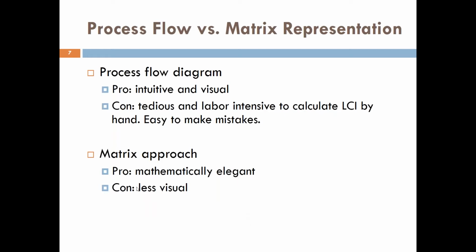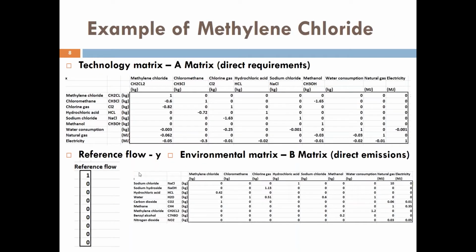I will actually skip this. We have a very tight schedule, so we will just run into the matrix algorithm to calculate this. It looks like this. For the methylene chloride, I think this is a methylene chloride example.